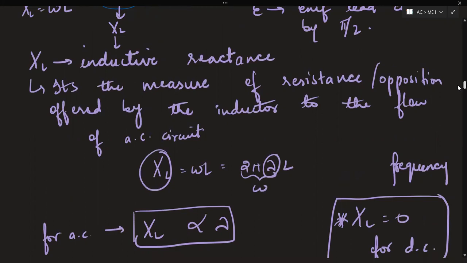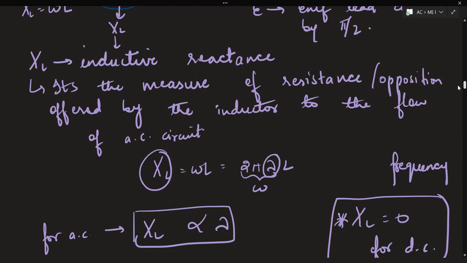So that is for DC circuits. If an inductor is there and an AC dynamo is connected, meaning alternating current is flowing, then for that circuit also there will be some opposition. So that opposition is measured by XL. We call it inductive reactance.